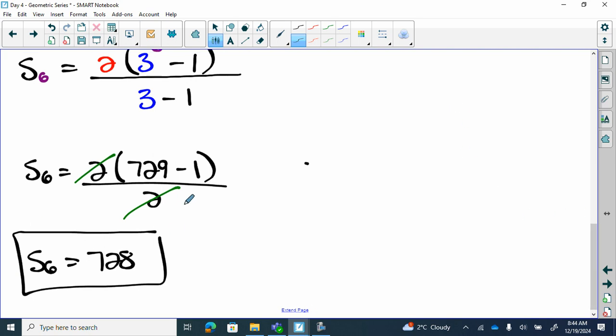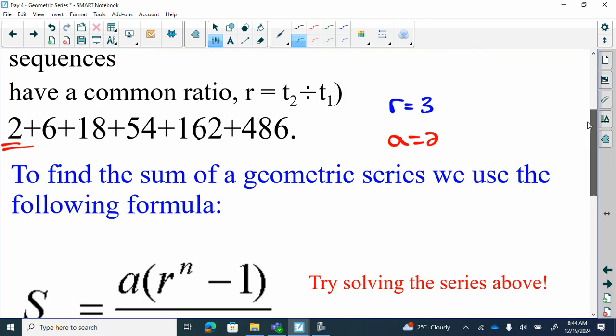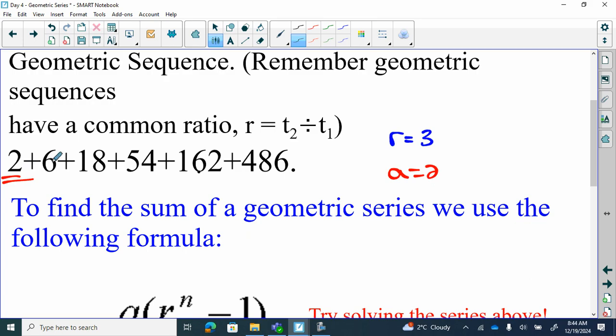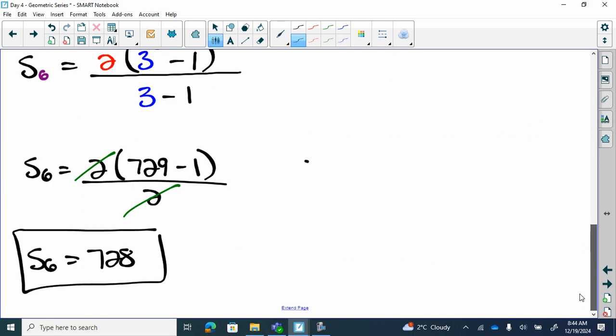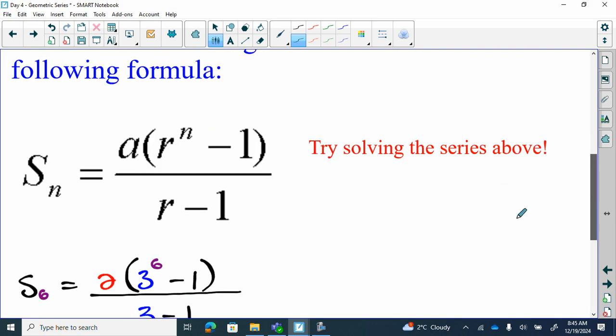Now, the formula in this case probably is a bit much. Like, I could have easily calculated the sum by just going 2 plus 6 plus 18 plus 54 plus 162 plus 486. And I'm going to get that same thing, 728. Fair? When does the formula become more beneficial? Yeah, when there's 33 terms, or when there's a large number of terms. If you're only adding 5 terms, I'll just bang them out, just add those 5 terms.